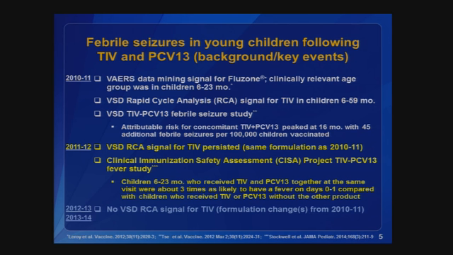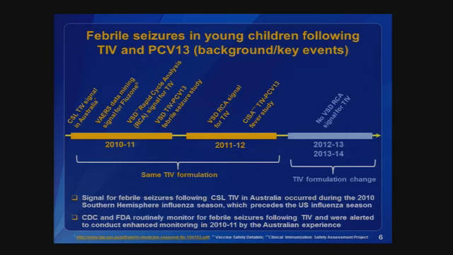Then in 2012-2013, there was a change in the TIV formulation, and also 2013-2014 was a different formulation than 2010-2011, and there was no VSD rapid cycle analysis signal for TIV. So this just illustrates this graphically, moving from left to right, from the 2010-2011 season to the current season.